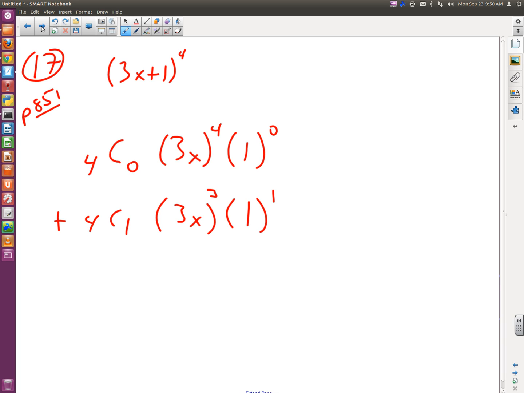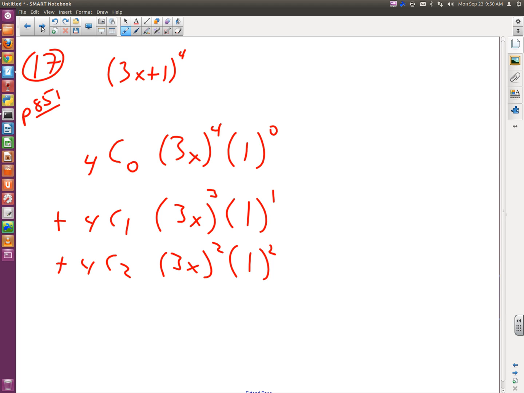I mean, it matters. What if it's not a 1? What if it's a 2? What if it's not a 3? What if it's a negative 3, right? That's part of what you're foiling out. All right, plus 4c2 times 3x squared times 1 squared. 1 squared is 1, but what if it wasn't 1, right? Notice the exponents are always adding up to what? 4. To the 4 that you started off with. And you're taking every power of the first binomial, counting down 4, 3, 2, 1, 0, and every power of the other binomial backwards 1, 2, 3, 4 the other way.